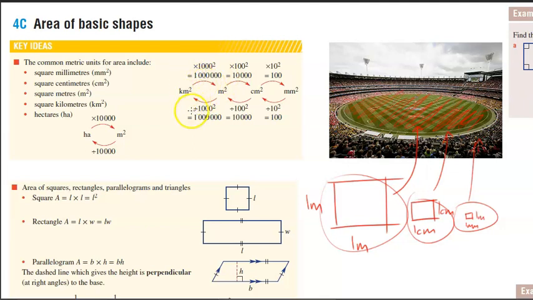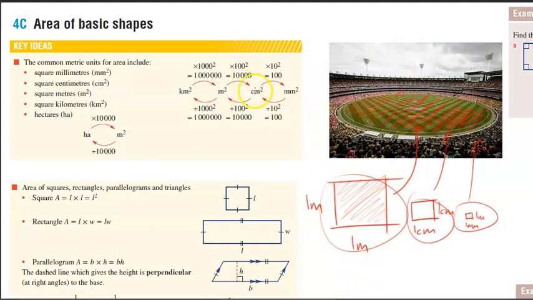So how you would read this is, if I wanted to convert meters squared into centimeters squared, I would just multiply by 100 to the power of 2, or 100 squared, or 100 times 100, which is 10,000. What this actually means is, this right here is a meter squared. Okay, this is a square in the shape of 1 meter by 1 meter.